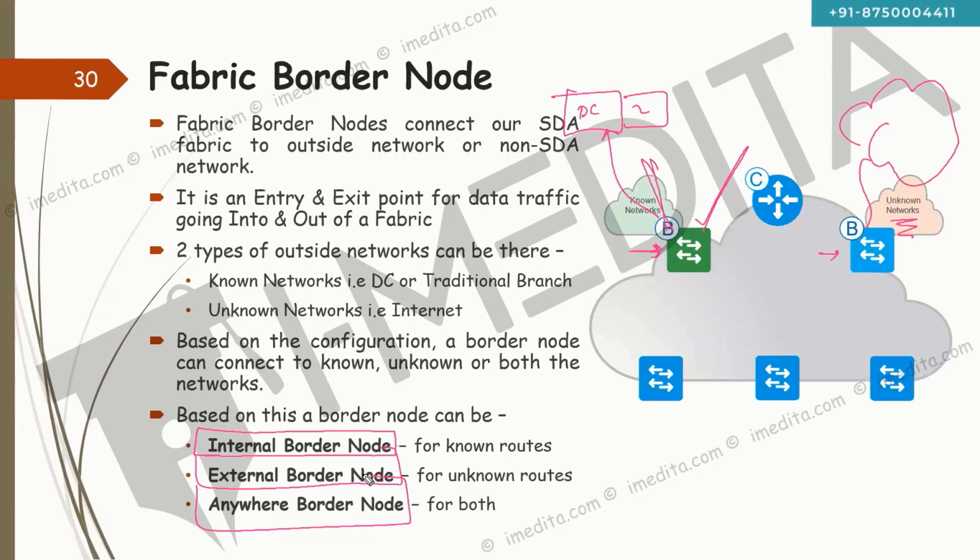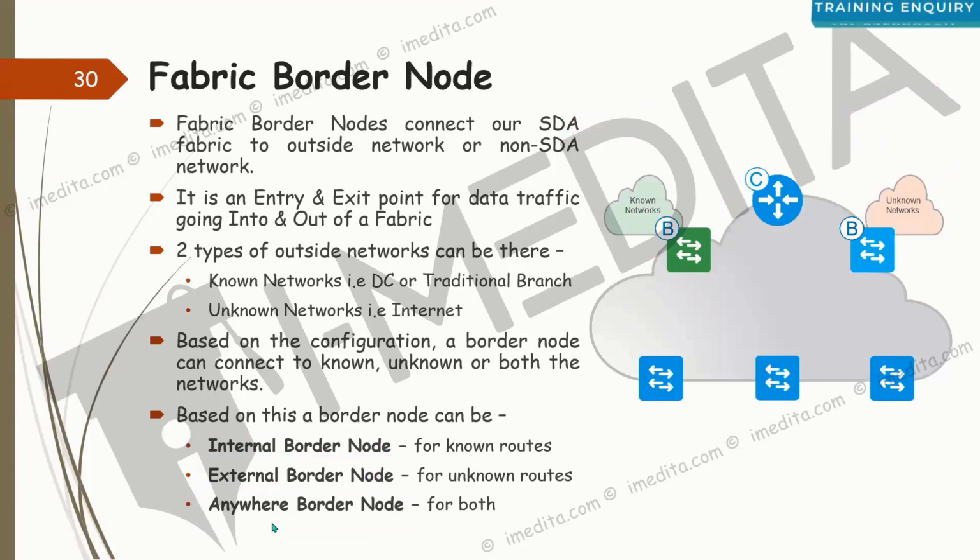Now, how do we configure it? What is the difference between, first of all, the three border nodes? How do they operate? If we have configured a border device to be the internal border node, how is it going to operate with the other one? Okay, let's talk about that. Internal border node, first of all.